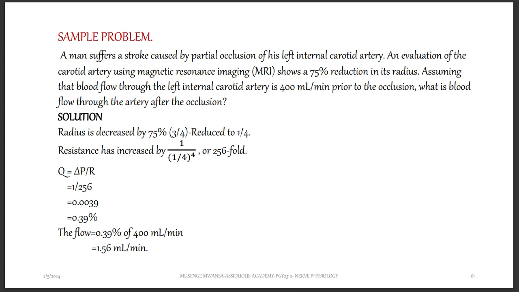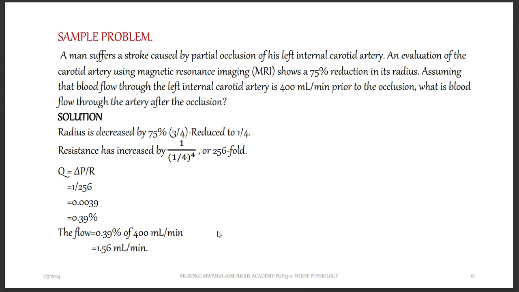Now the question is asking what is the blood flow, and we know that flow rate is change in pressure over resistance. The change in pressure has not been given, so just put a 1 there over 256, which is the resistance. That is going to give us about 0.39% of the original one. If we punch it in, we're going to get 0.0039. So this means that after an occlusion, blood is flowing at a rate of 0.0039 times that of the original.